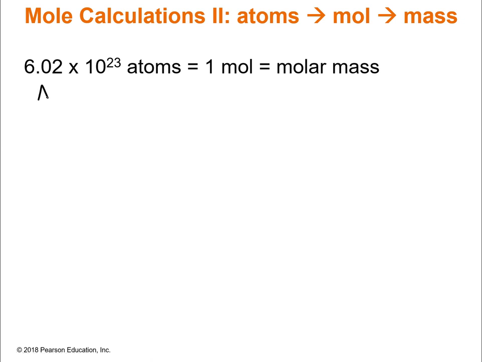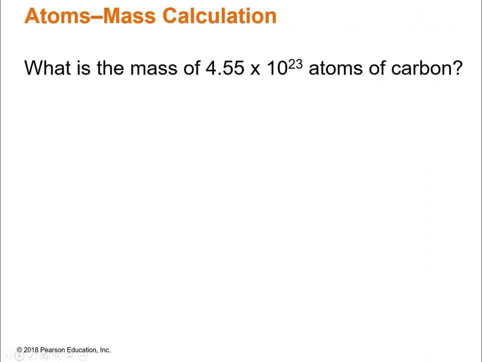We've got Avogadro's number, which tells us how many atoms or molecules or ions. And then we have molar mass, which tells us the mass, grams. We can actually put these things together and go from number of atoms all the way to number of grams, and in the reverse. So I'll give you an example of that.